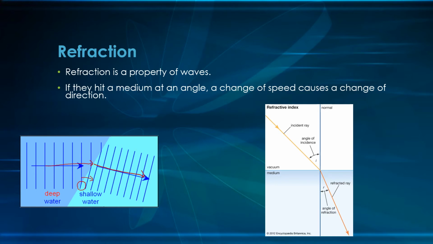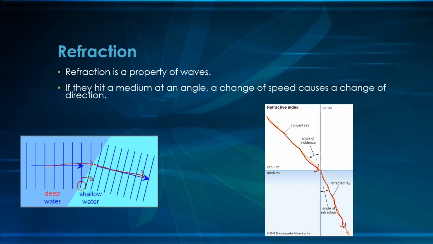Now light will behave in a very similar way, and what happens with light is it will arrive at the interface between the two media. So in this case we've got a vacuum and we've got another medium, could be air, and when it arrives at that medium it will slow down and it will refract, it will change direction. This is due to the speed of light changing again.